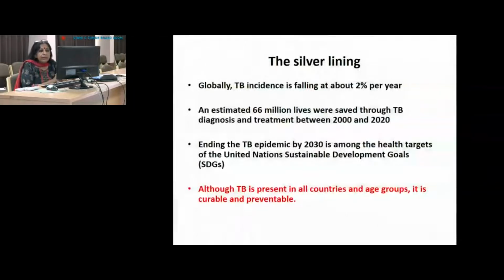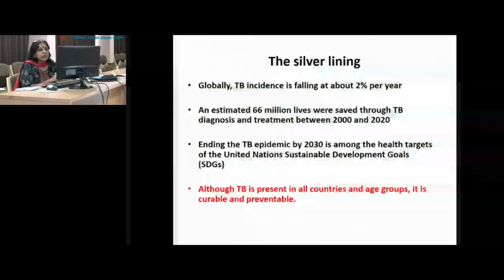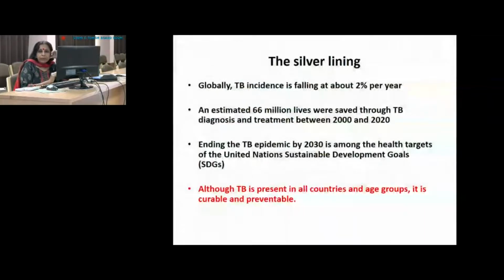One of the United Nations Sustainable Development Goals, that is the SDGs, there's a list of SDGs which you can Google, and one of the health targets is ending the TB epidemic by 2030. After 2030, there should be no more cases of TB anywhere in the world, and if there are, at least there should be no mortalities. And like I said, TB is present in every country, every age group. However, the silver lining is that it is curable and preventable. So we'll talk about this more today.